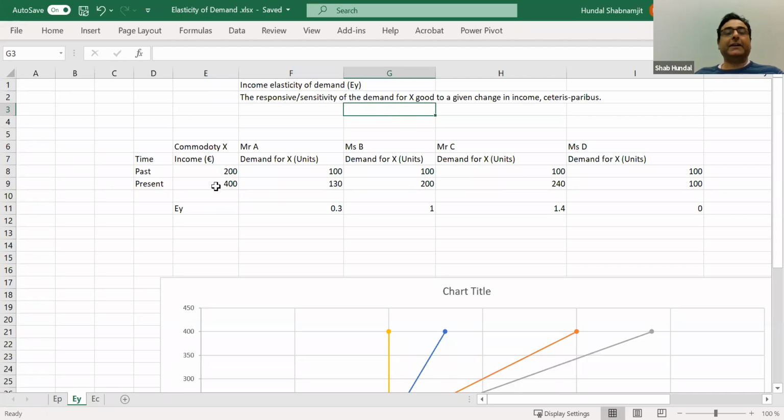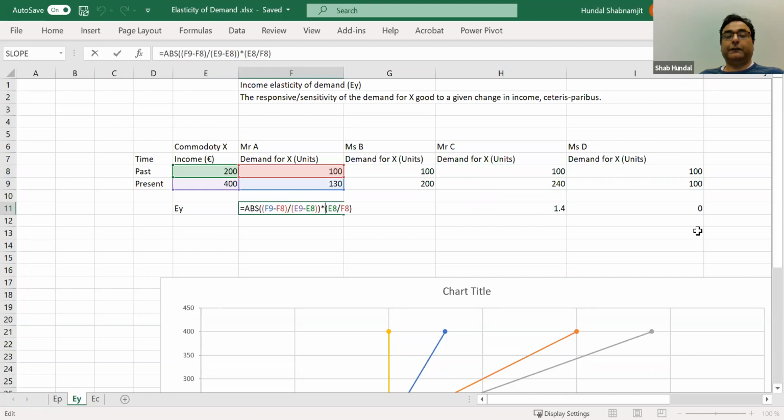Okay, so here we see that in the past, the income was 200 euros and now the income is 400 euros. And again, we have Mr. A, we have the same characters. And the demand for X product. When the income increases, doubles rather, from 200 to 400, you can see that the demand for X by Mr. A is increasing for sure. Actually, demand is increasing for everybody except Miss D. I don't know, Miss D is some strange character.